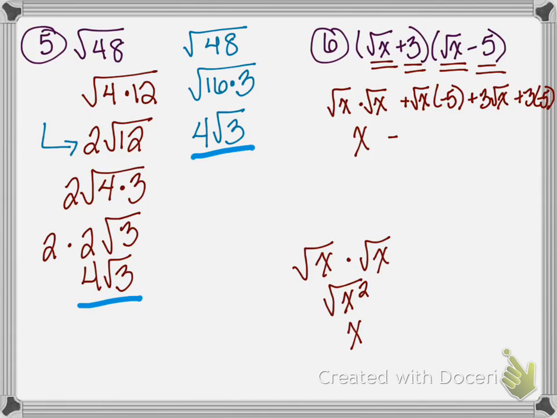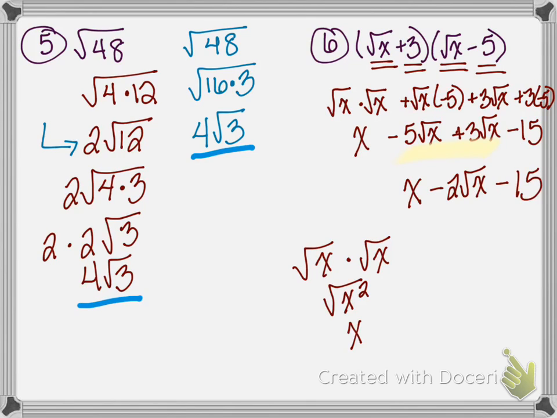Then I've got negative 5 on the square root of x. And here I've got plus 3 on the square root of x. 3 times negative 5 is negative 15. Now, we didn't talk about this a lot, if we talked about it at all. But these are what we call like terms, so they can be combined. What's negative 5 and positive 3? Good. So this is going to be negative 2 on the square root of x minus 15.